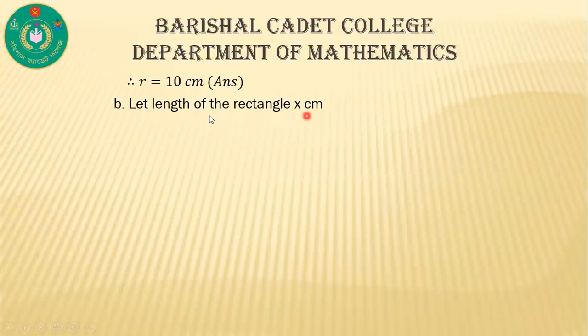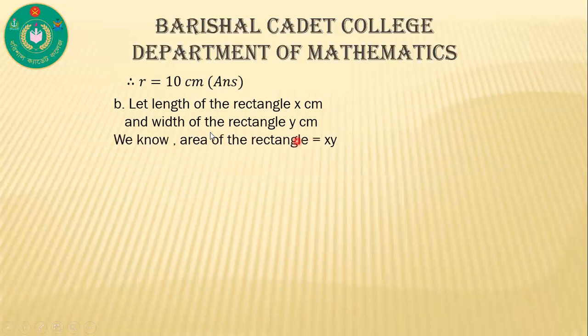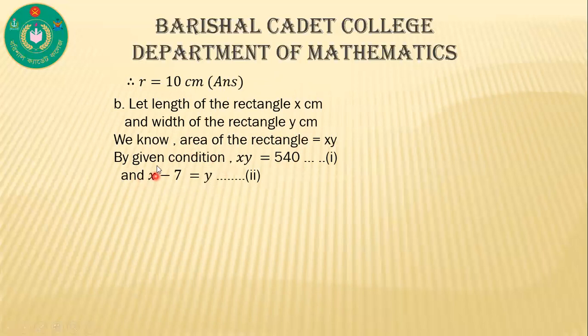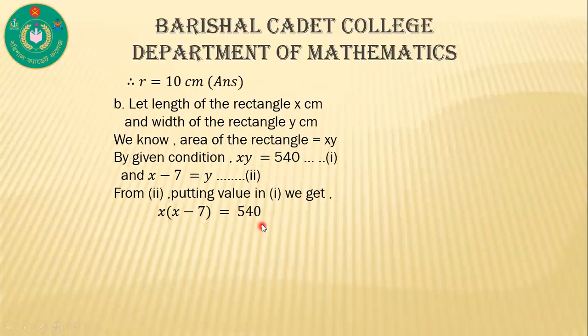Let the length of the rectangle be x centimeters and the width of the rectangle be y centimeters. You know, the area of the rectangle is length into breadth, that means xy. By the given condition, we can write xy is equal to 540, and also given x minus 7 is equal to y. Now putting this value from 2 in 1, then we can write x into x minus 7 is equal to 540.